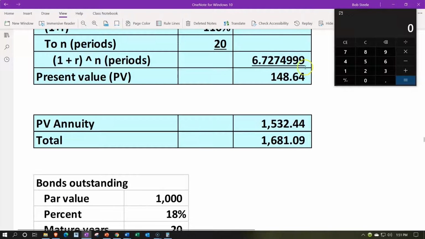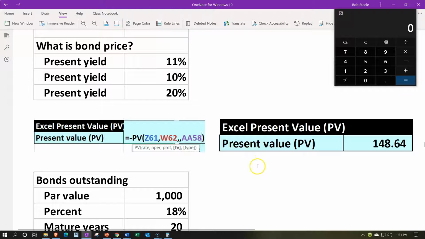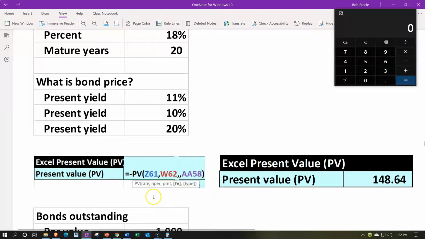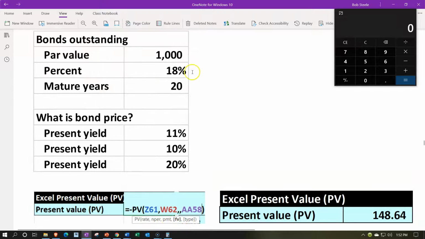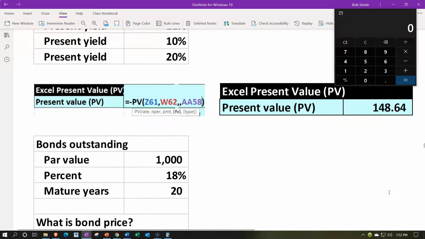Now let's recalculate this one a few different times. The fastest way would be the Excel formula, most likely, which would be the present value of the rate, 10%, comma, number of periods, 20, and then we say comma, comma, because it's not an annuity, but present value of 1, present value being the 1,000 times the 18%, or 180, would give us then that 148.64 again.